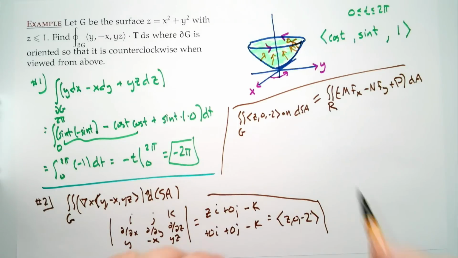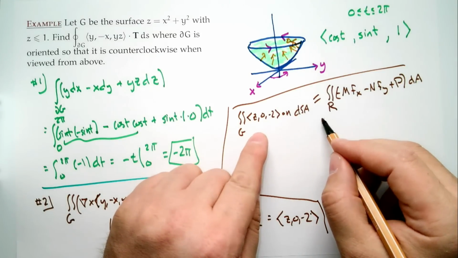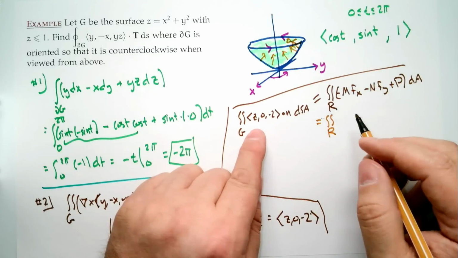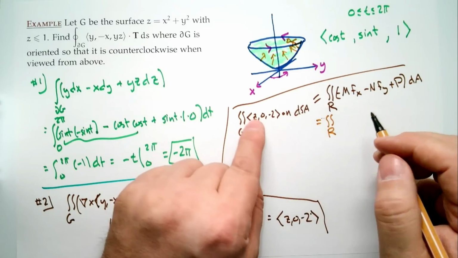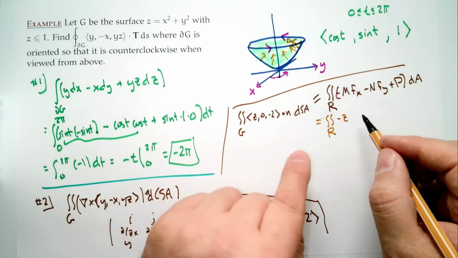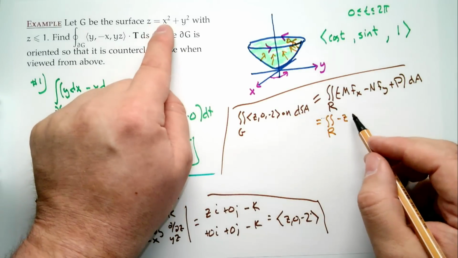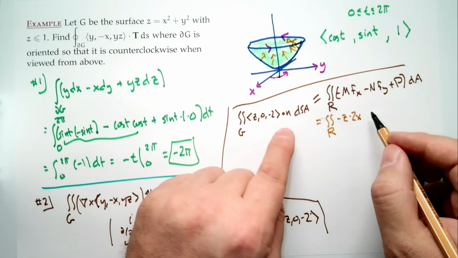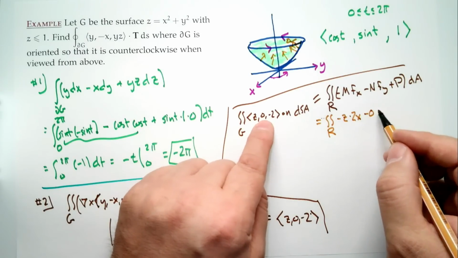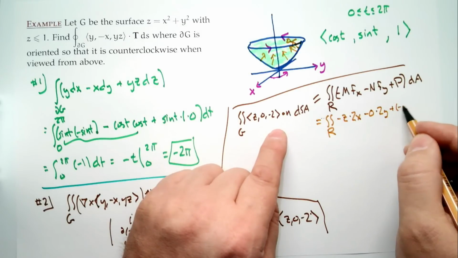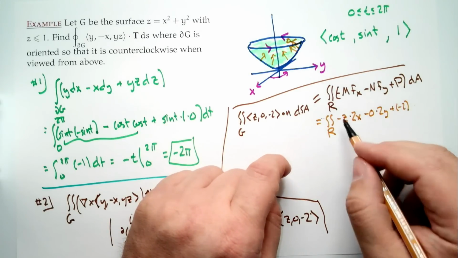Okay, so let's go through this. This is the integral over our region of minus m. So that's minus z times f sub x. Well, f sub x is 2x. Then minus n, which is 0, times f sub y, which is 2y, plus p, which is negative 2, dA.